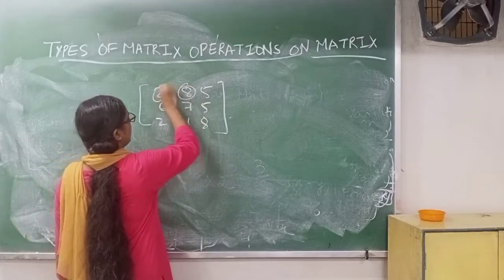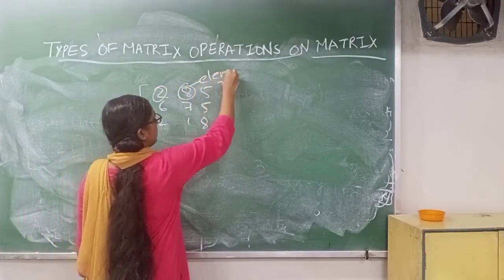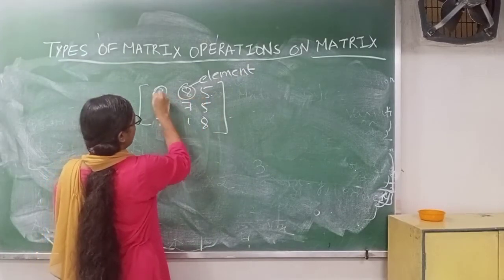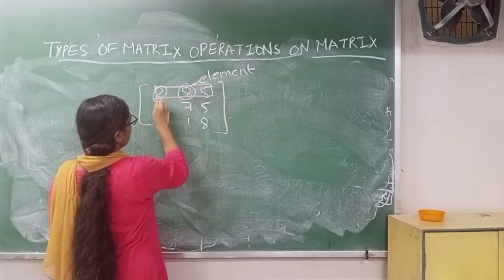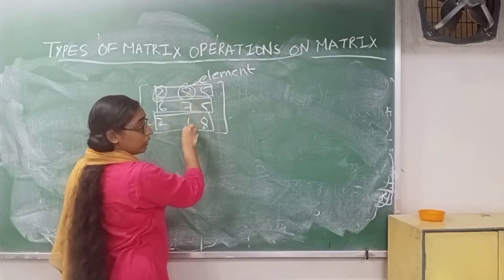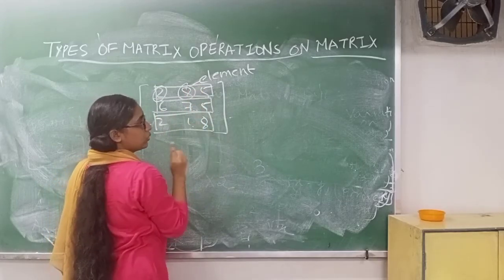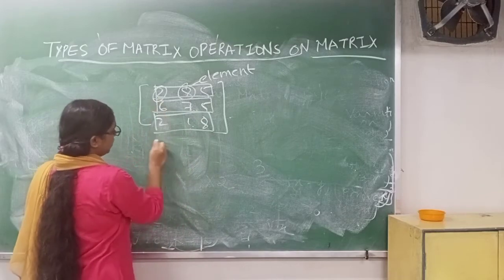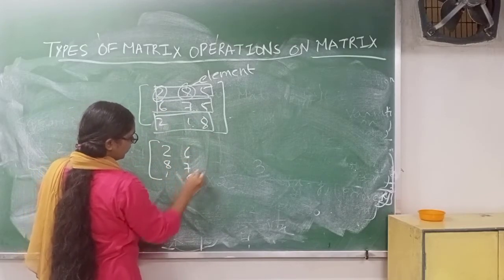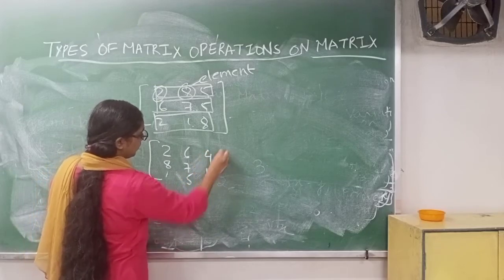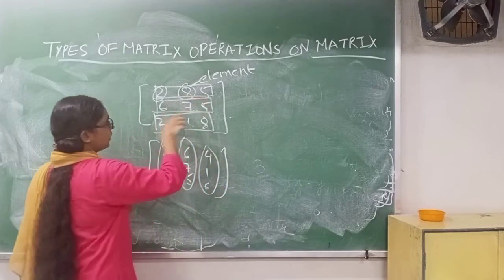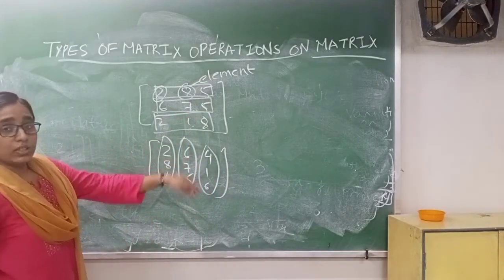Each number is called an element. Okay, and how many rows? Rows are the horizontal ones: this one, this one, and this one. These are 3 rows. Okay, how many rows do we have? 3 rows. And what is a column? A column is this: 2, 8, 1, 6, 7. This one is known as a column. So the horizontal ones are rows and the vertical ones are columns.